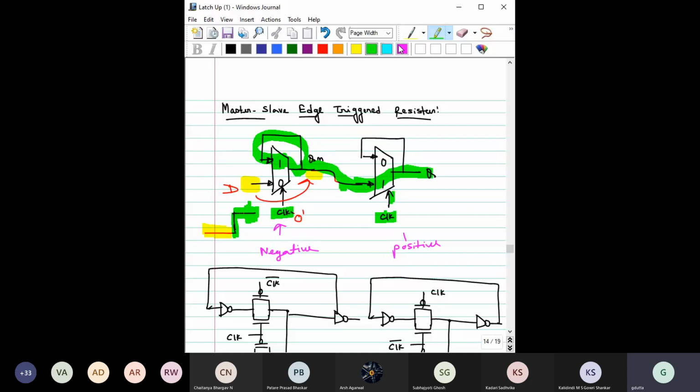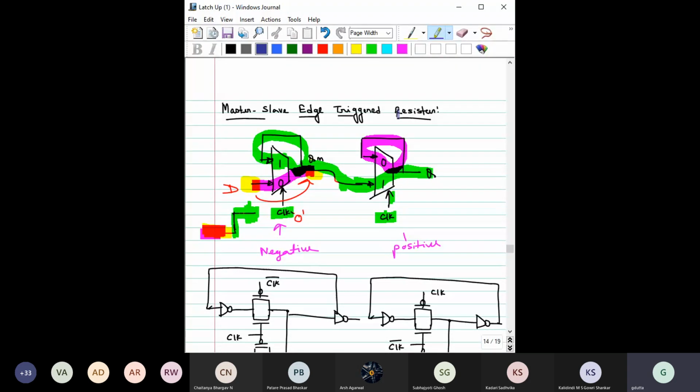Now let us see one more case. When this clock was 0, this was getting transferred to here. But what about this? Here this clock was also 0, but it was in the hold state. So whatever was the previous value, it continues to hold at this Q. So no data will be transferred before this positive edge. Is that clear to you? So that's how you can make a master slave positive edge triggered register.